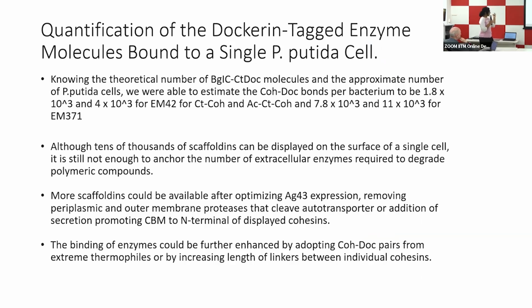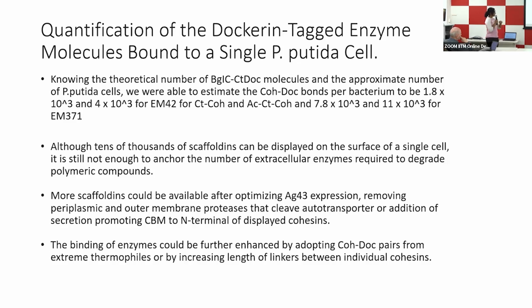Now let's try to quantify the number of dockerin tagged enzyme molecules. We have the cohesin dockerin binding as a 1:1 ratio. So if we know the theoretical number of the BGIC CT dockerin molecules and the number of Pseudomonas putida cells, we were able to estimate the number of cohesin dockerin bonds per bacterium. From these numbers, you can again see that EM371 had more bonds per bacterium compared to EM42, which again demonstrates the superiority of EM371.